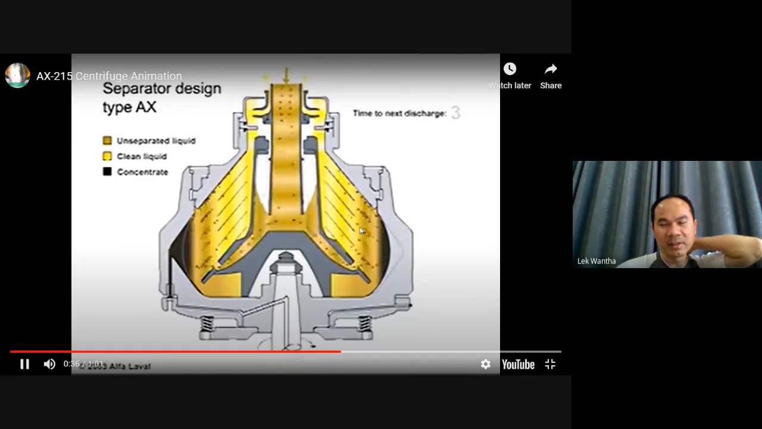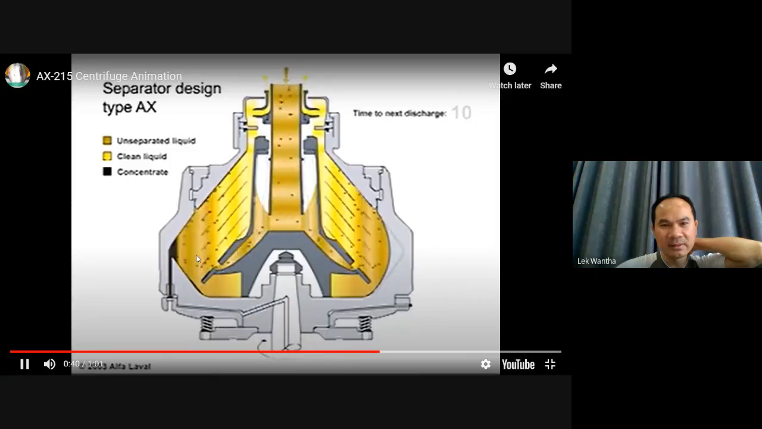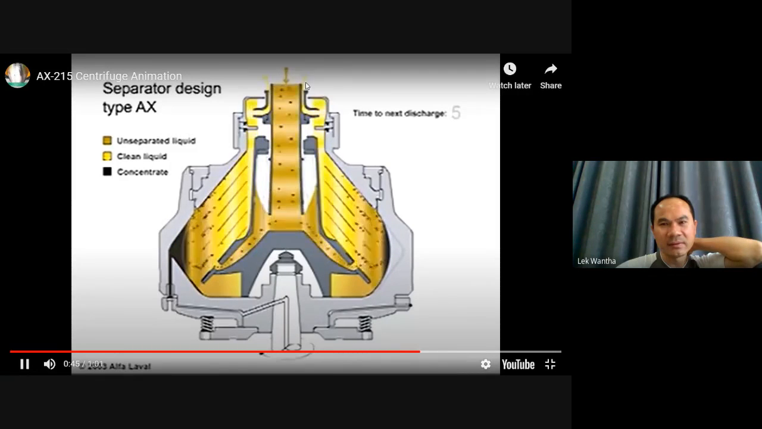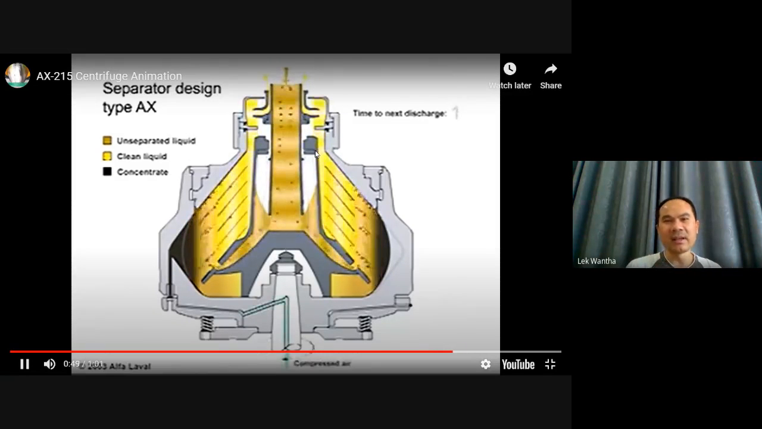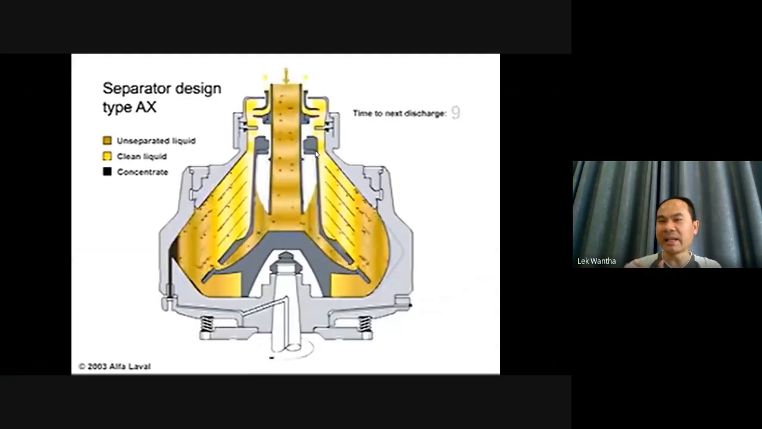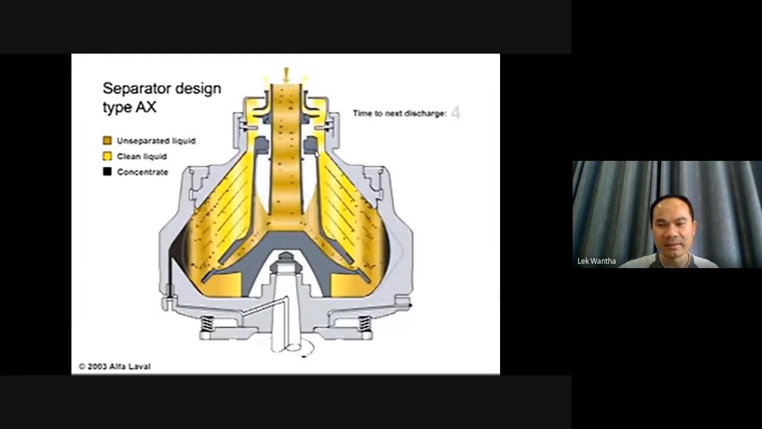Mostly the solid will collect in this zone, and then the clear liquid will flow out by pump, something like this. Then you get the clear liquid, and you send it to the next equipment to separate the liquid mixture.